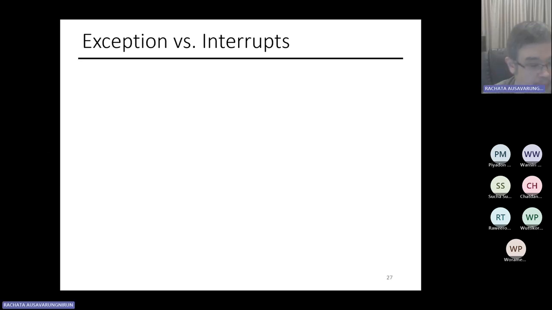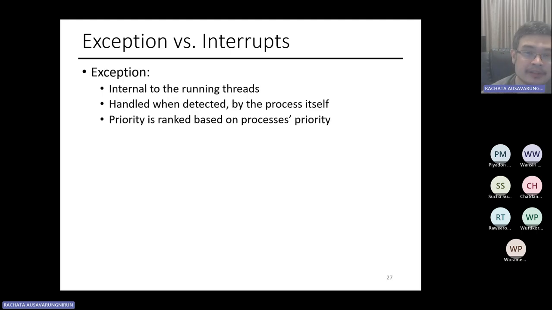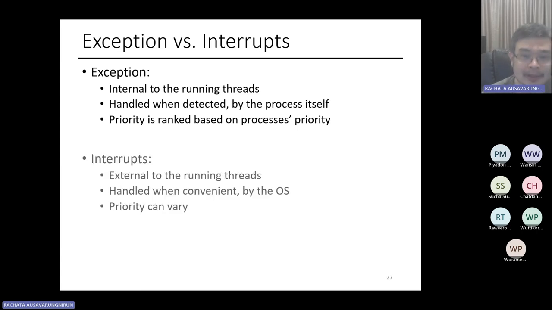Here's one of the things that programmers use a lot, right? Exceptions and interrupts. And how is that impacting our hardware design? So an exception is something that's internal to the running thread. Sometimes you raise an exception, things like divide by zero. It's handled when detected by the process, and the priority is ranked based on the process priority. So you can raise an exception to handle the divide by zero by maybe returning zero or something, right? That's a part of your code as well.